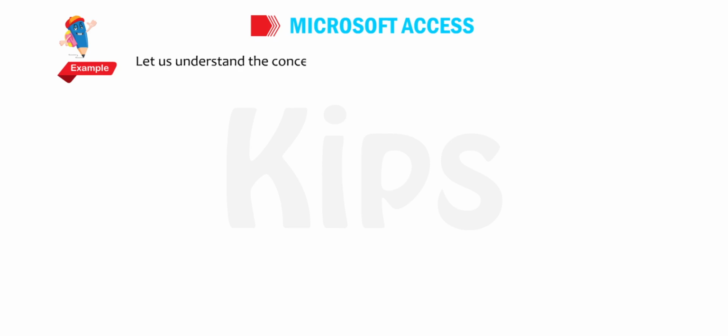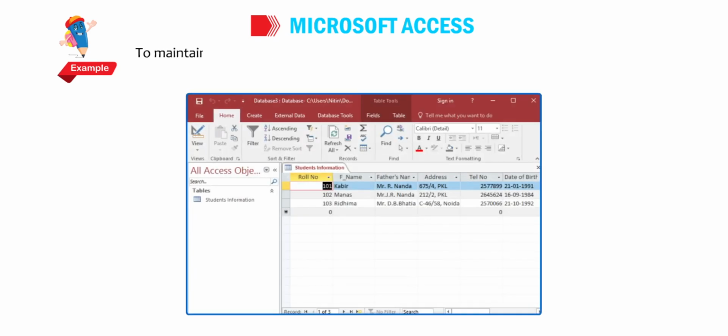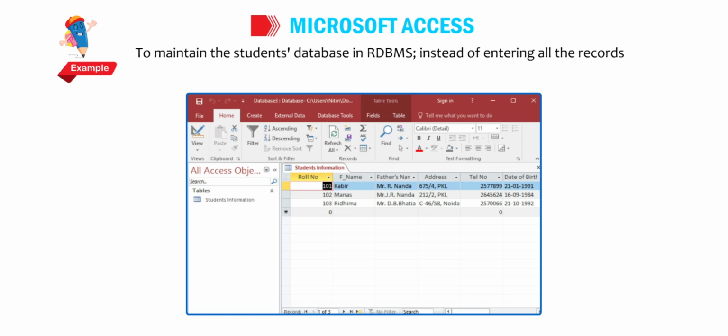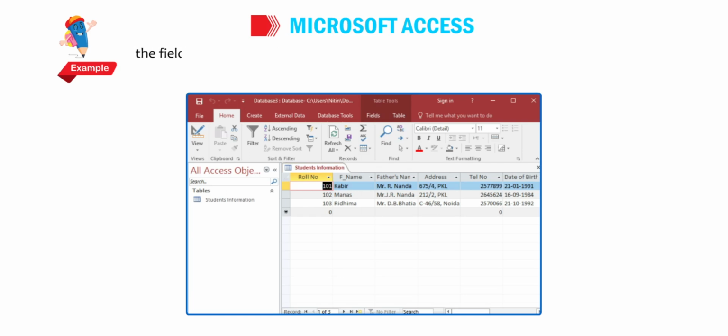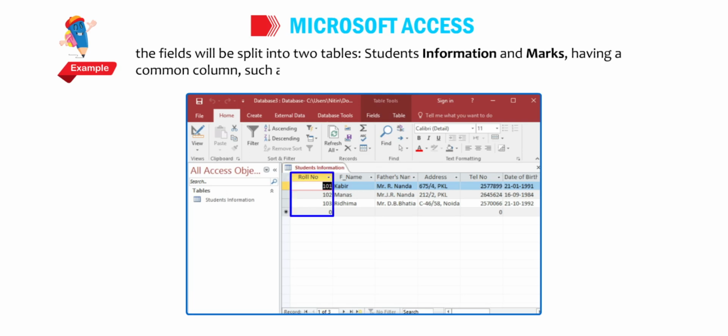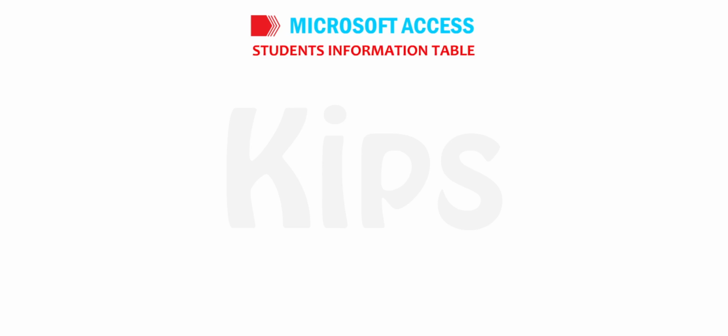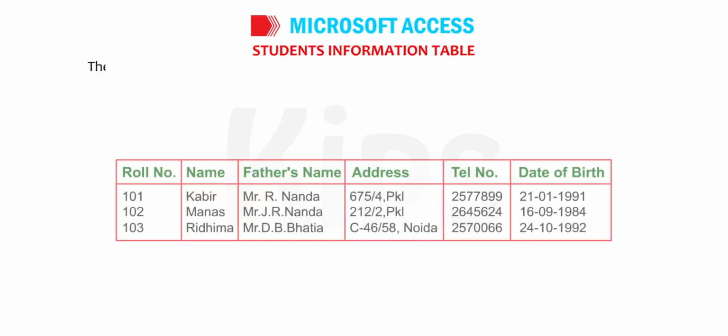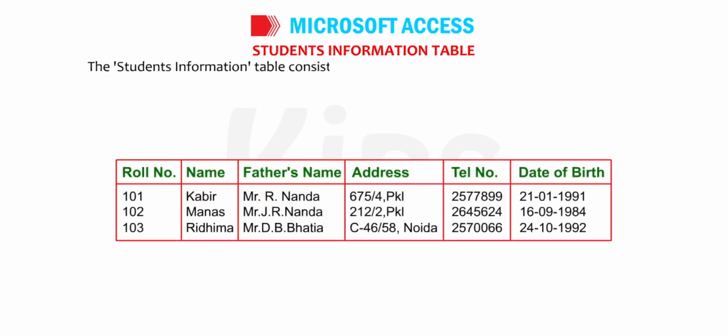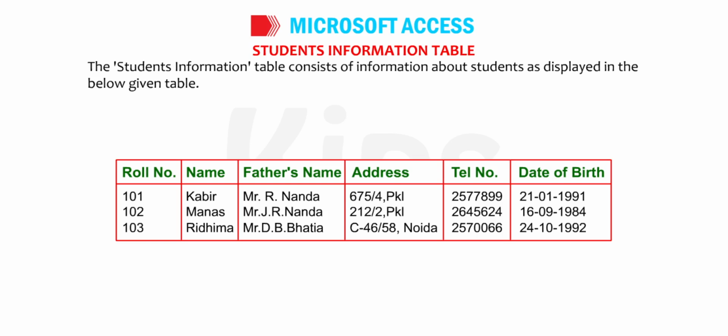Let us understand the concept of relationship with the help of an example. To maintain students' database in RDBMS, instead of entering all the records in a single table, Students' Information Table. The Students' Information Table consists of information about students as displayed in the below given table.